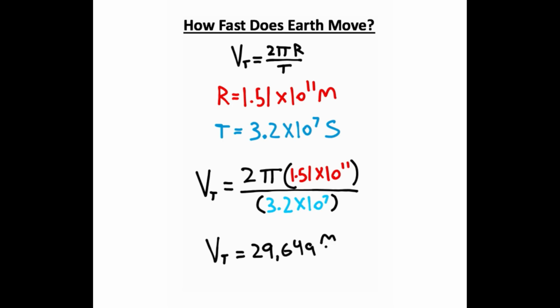29,649 meters per second. And of course, this is an approximation because we rounded quite a few numbers, but I bet you that if you Googled the speed that Earth's moving around the sun right now, it would be close to 30,000 meters per second, which is what we calculated here.